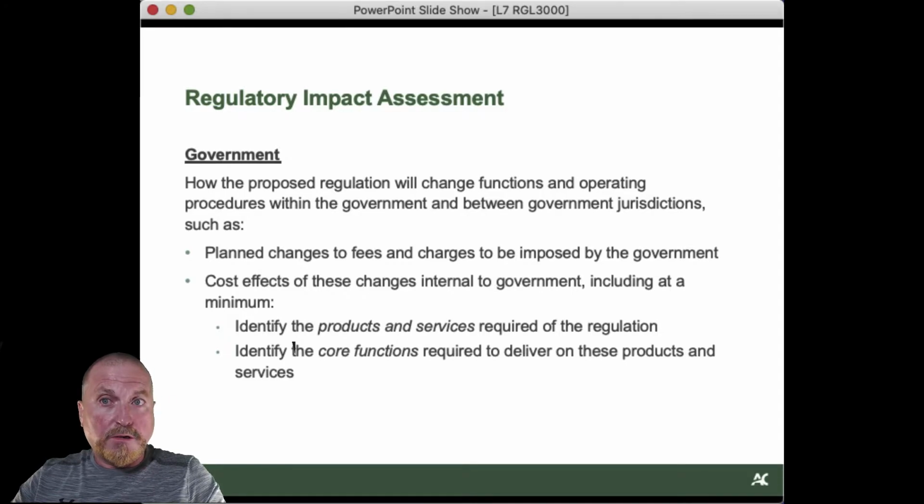Cost-effective changes internal to government, including identifying new products and services. What's going to have to happen to try to achieve high compliance rates here, or to advance enforcement? Are there going to be any changes to core functions, or are new resources going to need to be added to core functions, and so on?